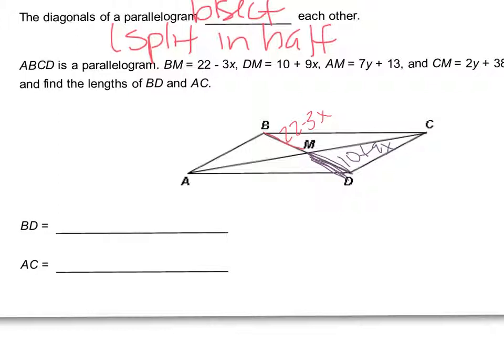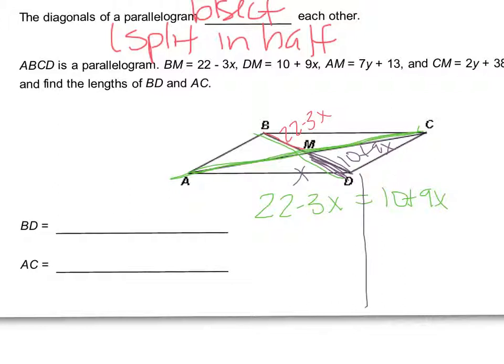Well, if I know that this diagonal AC splits BD in half, then I know that 22 minus 3x, which is the length of BM, has to be the same as 10 plus 9x, the length of MD. So I can solve, which means I want x's on one side and my numbers on the other. So I'm going to minus 22 from both sides. So I get that negative 3x equals negative 12 plus 9x.